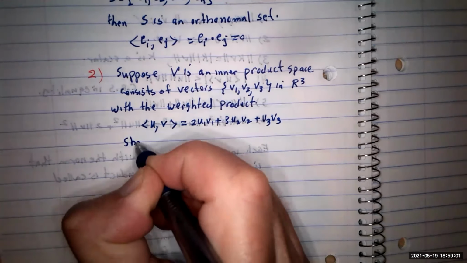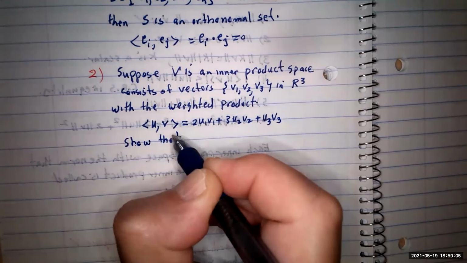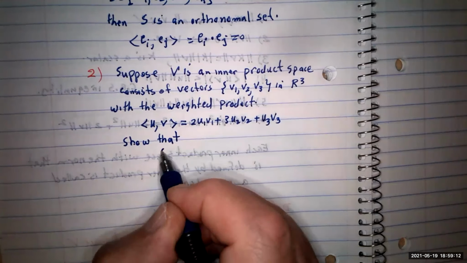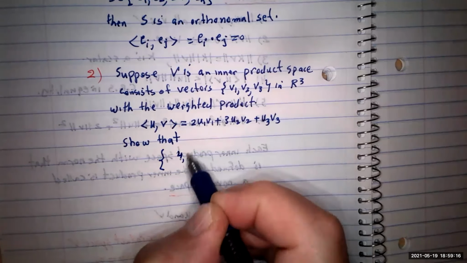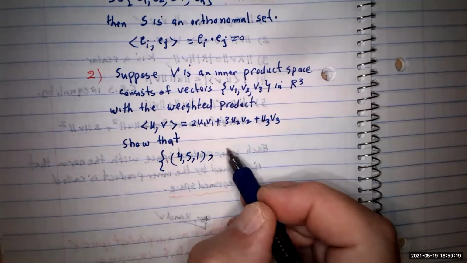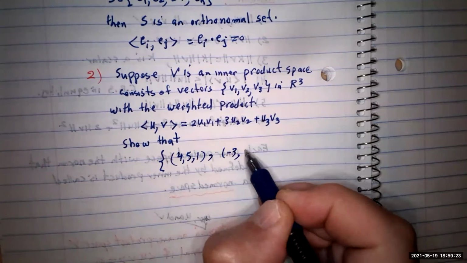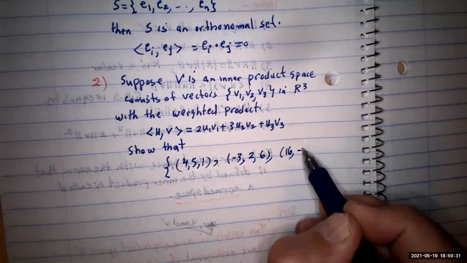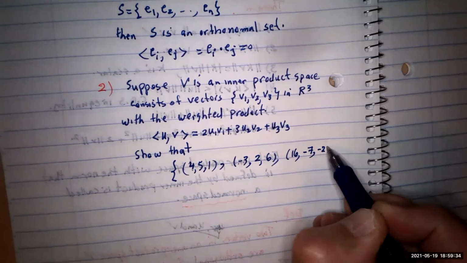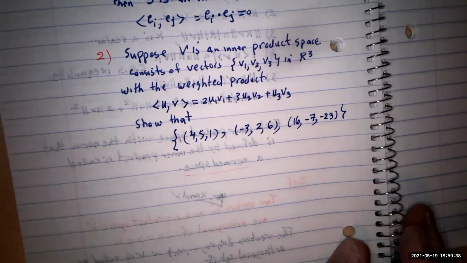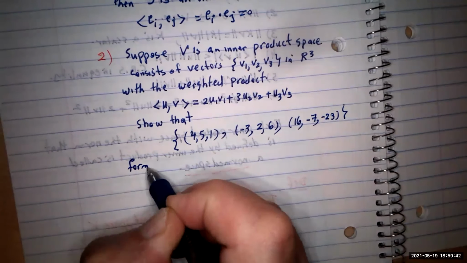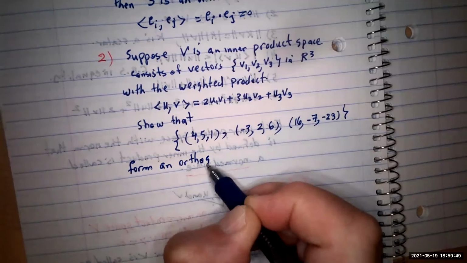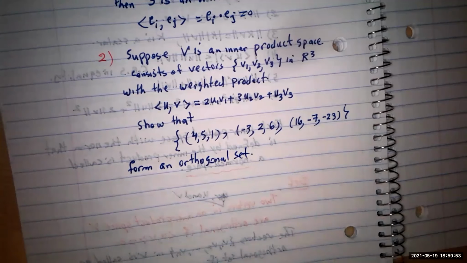Then you may be asked to show that this set of vectors is orthogonal. The vectors are (4, 5, 1), the other one is (negative 3, 2, 6), and the third one is (16, negative 7, negative 23). We want to just show that this forms an orthogonal set.